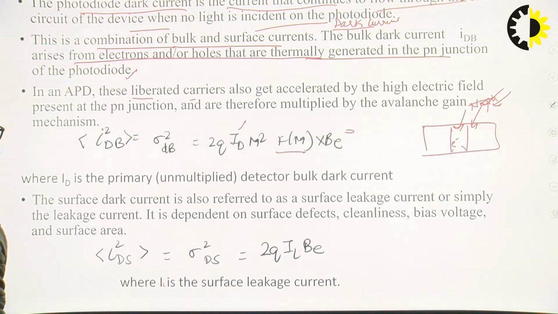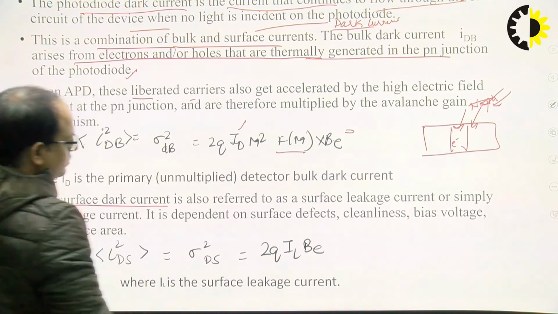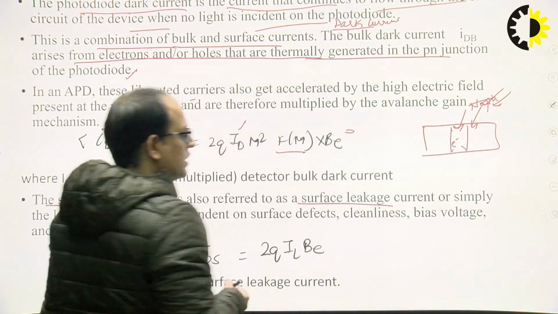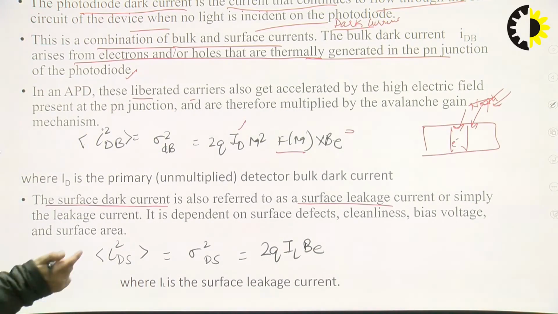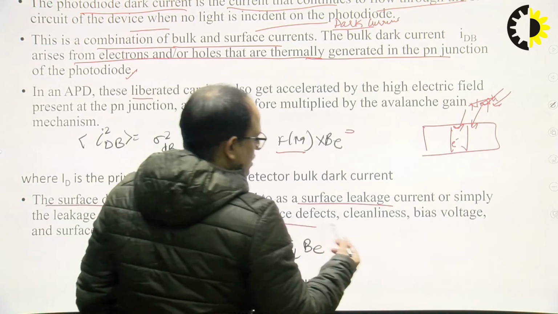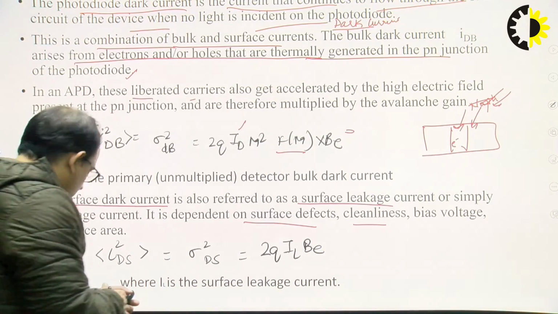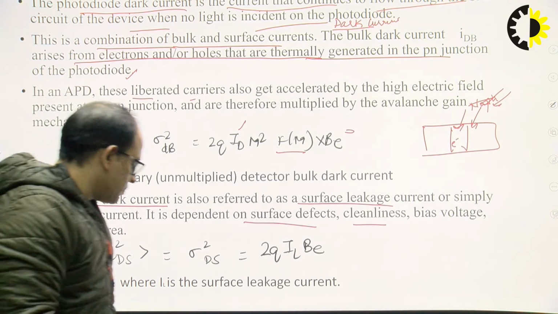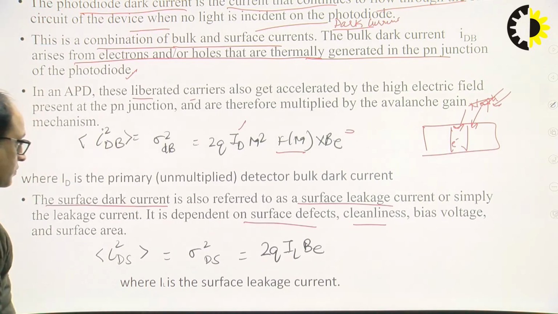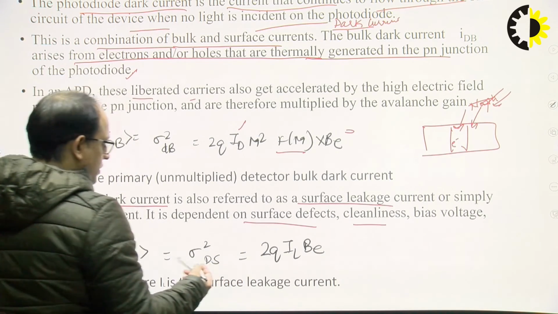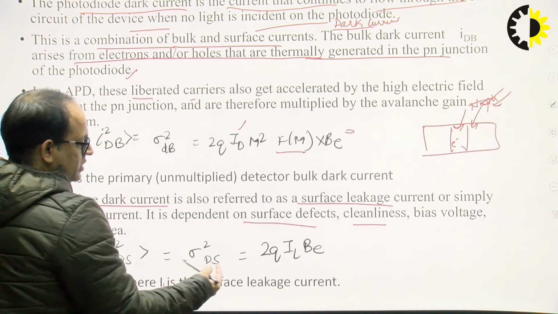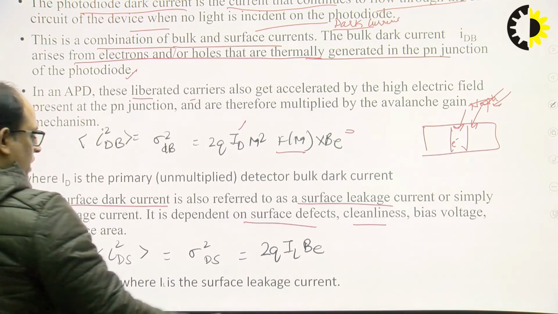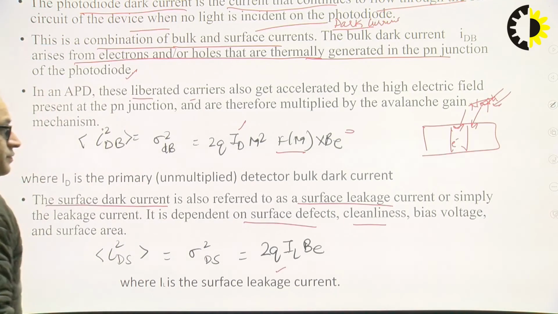Clear? Now the next is the surface dark current noise. This surface dark current noise can also be known as the surface leakage current. This surface leakage current generally depends upon the surface defects, cleanliness, bias voltage and surface heat. The noise power related to this surface leakage current is equal to 2 q I_L B. This I_L is the surface leakage current.